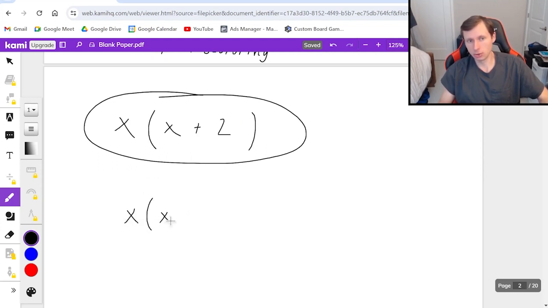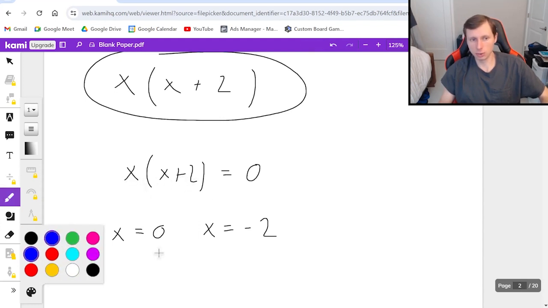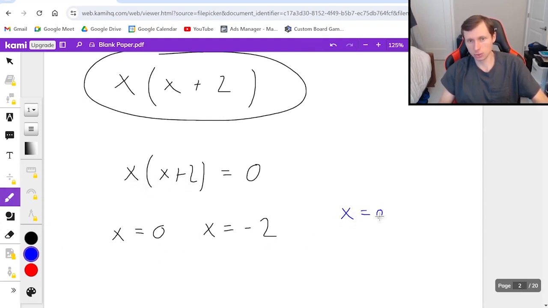And sometimes it asks for the solutions. In other words, it would look something like this. X times x plus 2 equals 0. If I want to solve both of these, then the answer is just x equals 0 and x equals negative 2. And the reason why is because whenever you want to find solutions, you set both factors equal to 0. In other words, x equals 0 for the first one and x plus 2 equals 0 for the second one, eventually solving to x equals negative 2.